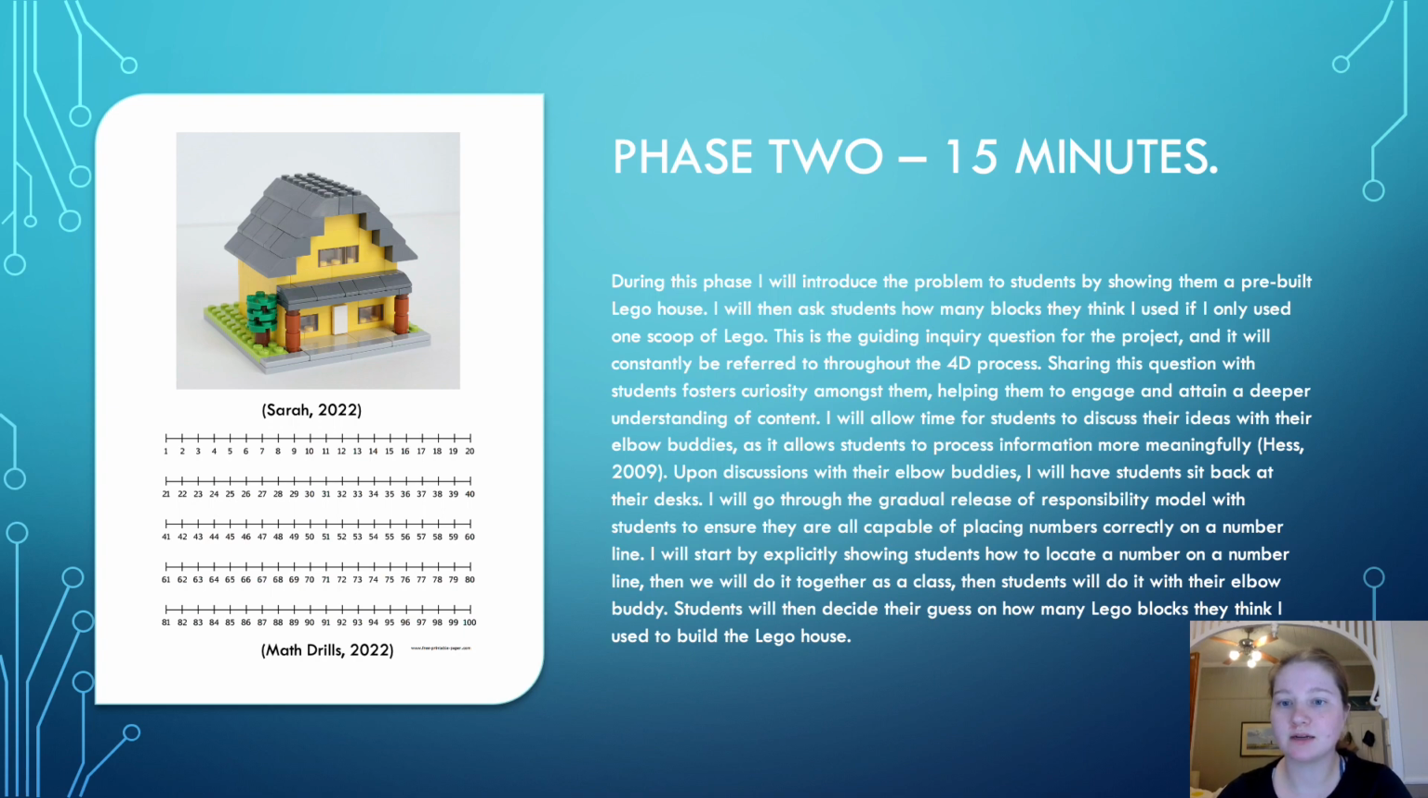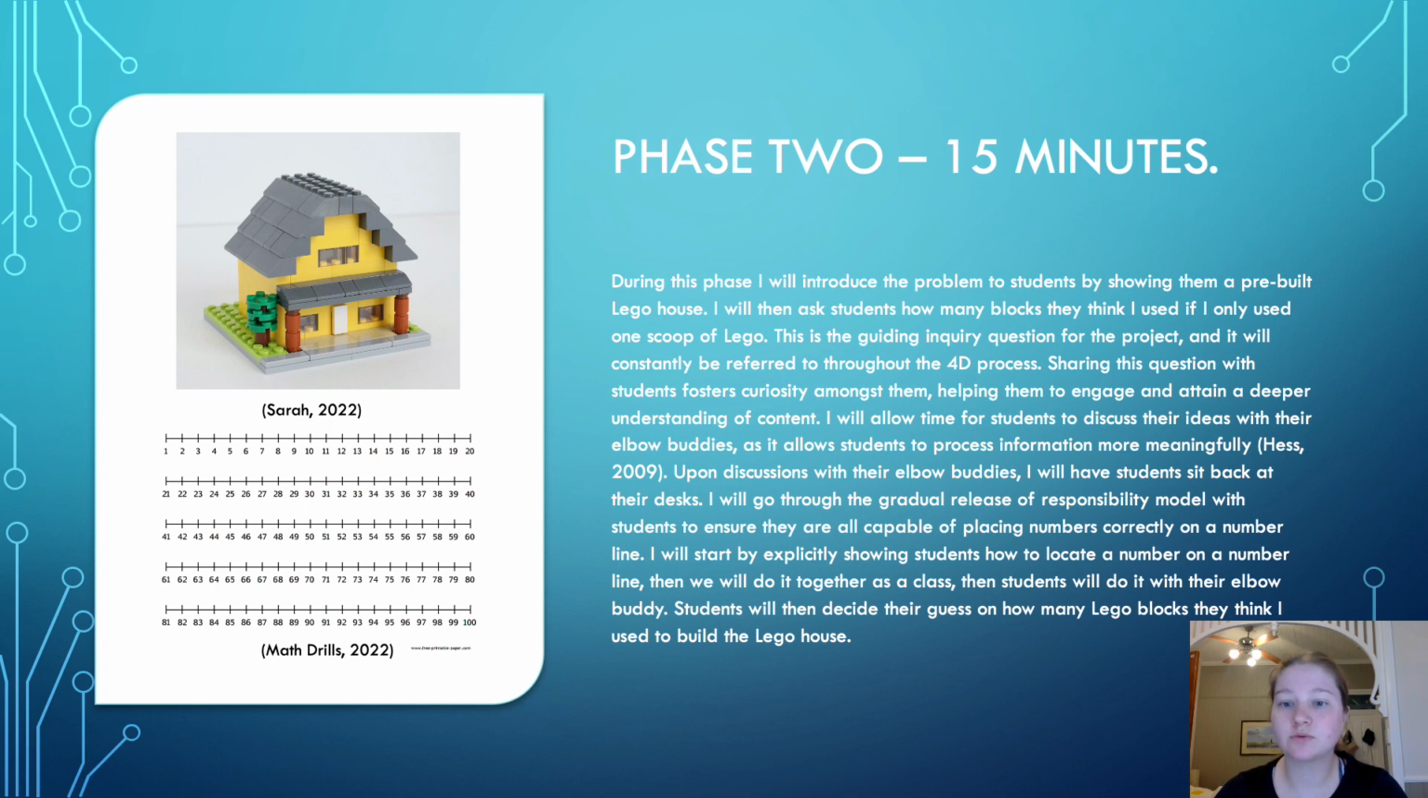Phase 2, 15 minutes. During this phase, I will introduce the problem to students by showing them a pre-built Lego house. I will then ask students how many blocks they think I used if I only used one scoop of Lego. This is the guiding inquiry question for the project, and it will constantly be referred to throughout the 4D process. Sharing this question with students fosters curiosity amongst them, helping them to engage and attain deeper understanding of content. I will allow time for students to discuss their ideas with their elbow buddies as it allows students to process information more meaningfully. Upon discussions with their elbow buddies, I will have students sit back at their desks.